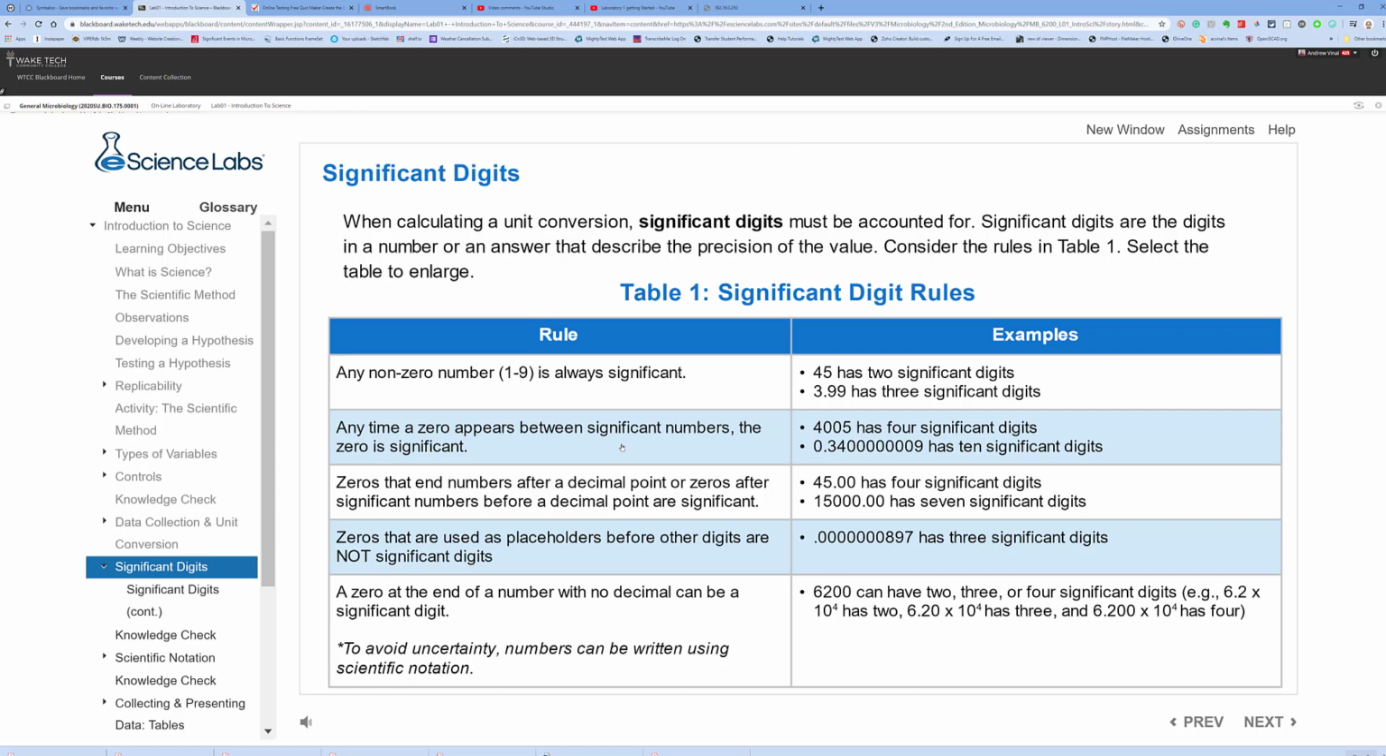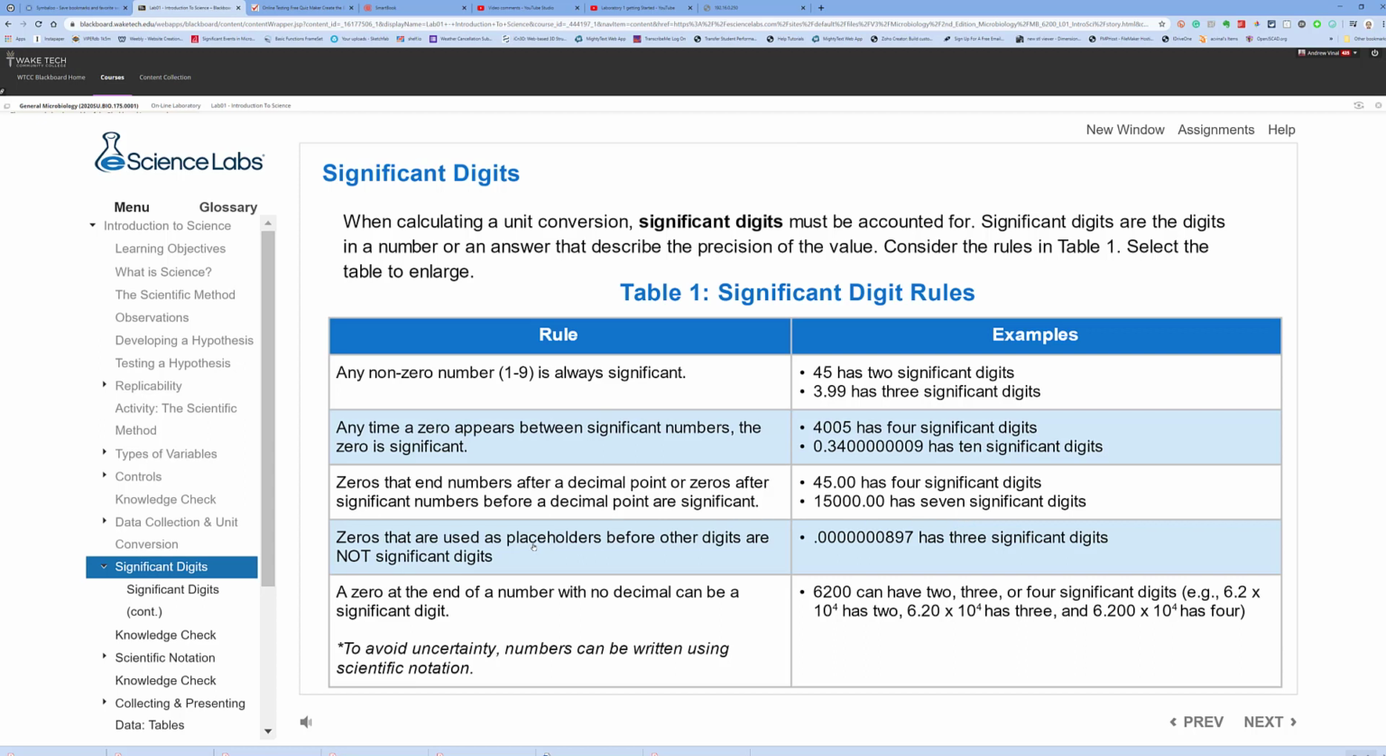So if you're adding a 0.340000 and then you have the 9 out here, then it has 10 significant digits. Zeros that end numbers, the decimal points, or zeros after significant digits are significant. 4.00 has 4. 15000.00 has 7. So 1, 2, 3, 4, 5, 6, 7 has significant digits.